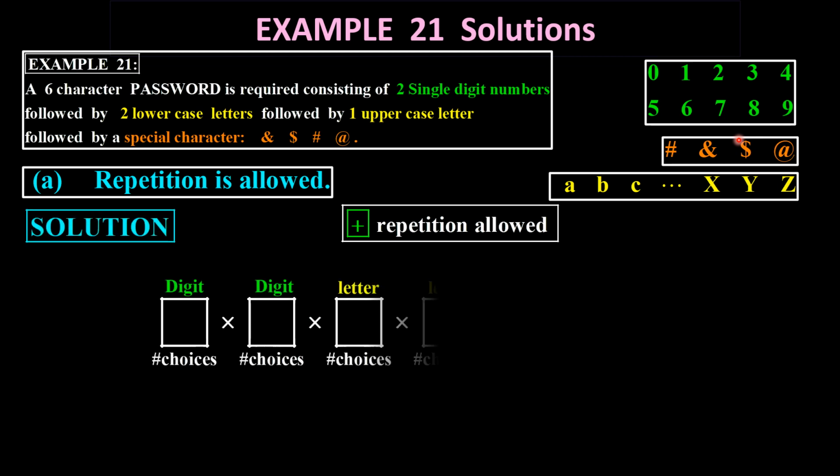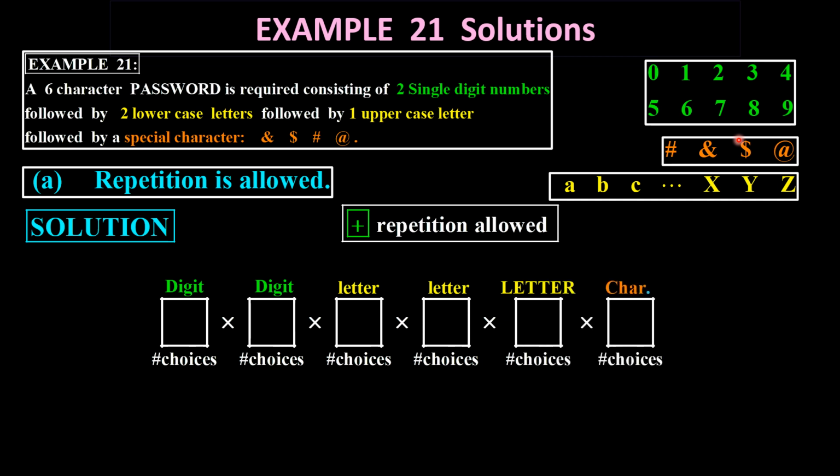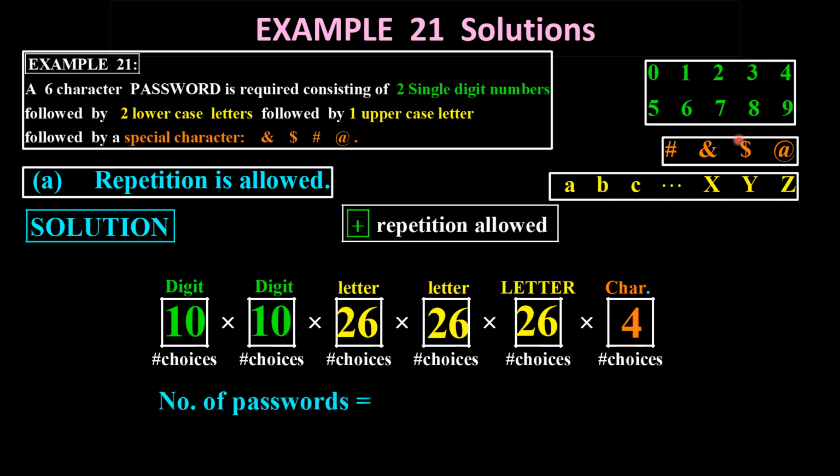We have a 6-character password, so we fill the 6 spaces that need to be filled. So we start off with a digit. How many digits do we have? Any of the 10. Because repetition is allowed, I can use any of the 10 again. How many letters of the alphabet are there? In the English alphabet, 26. And repetition is allowed, so the next letter can be any of the 26 again. And then we need the uppercase, and because repetition is allowed, it can be any of those 26 letters as well. Then I must choose one of the characters, and how many characters are available? Any 4. So that is the number of passwords I can make based on that information.